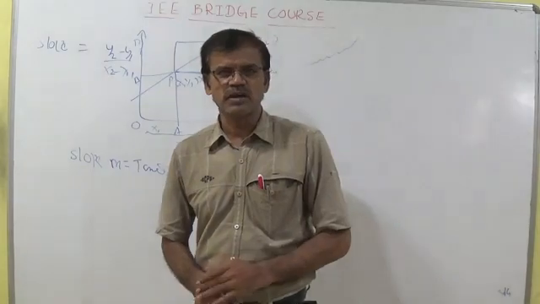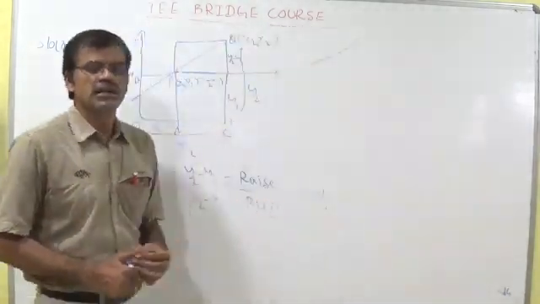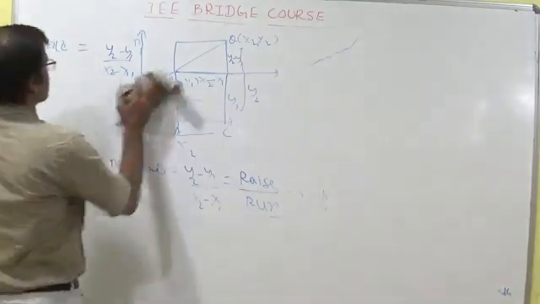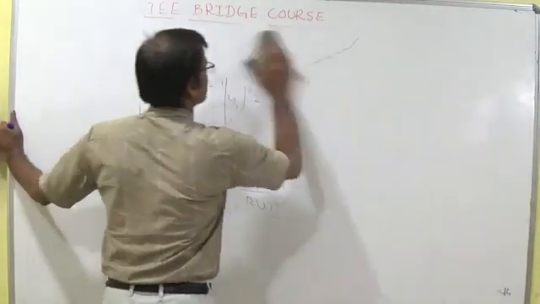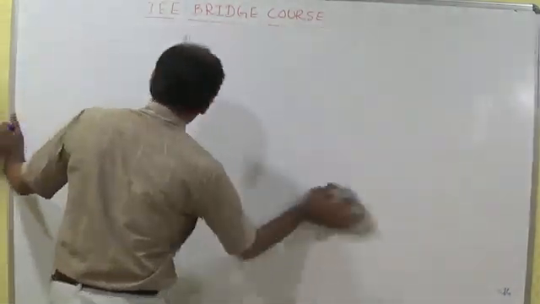It is a simple matter: rise by run. What is rise? Difference of y coordinates. And what is run? Difference of x coordinates. Yesterday we discussed the equation of a straight line passing through the origin, y equal to mx. Simple concept. Now, types of slopes we can say.